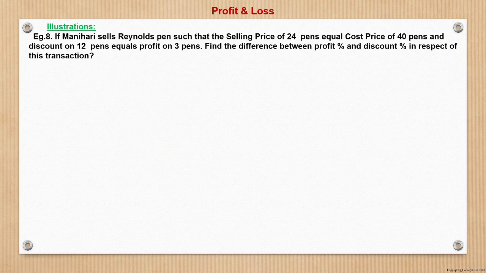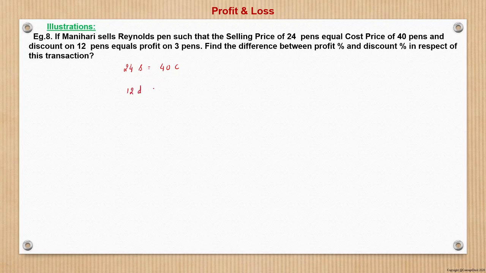Now we will move to question number 8, where it says that if Manihari sells Renault pens such that selling price of 24 pens, so it is given that selling price of 24 pens equal cost price of 40 pens. So this we can write as selling price of 24 pens is equal to cost price of 40 pens. So 40 into C, right? And discount on 12 pens equals profit on 3 pens.